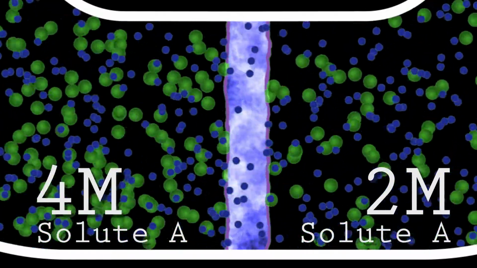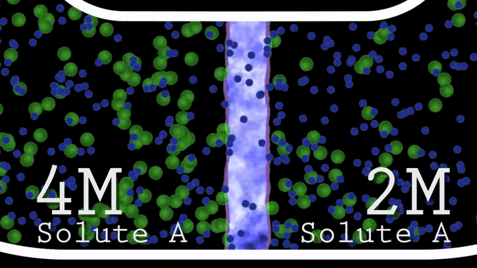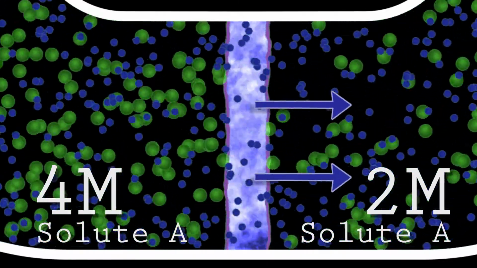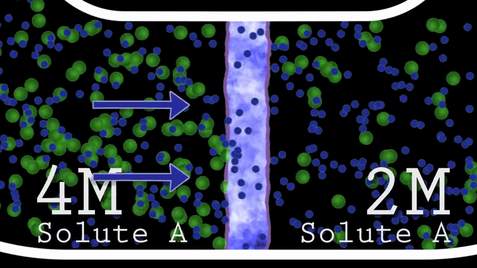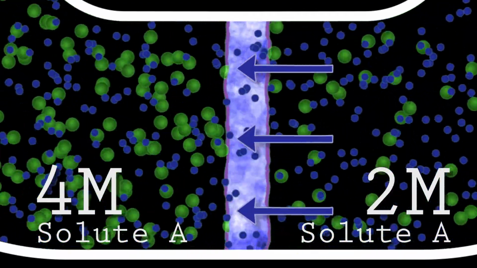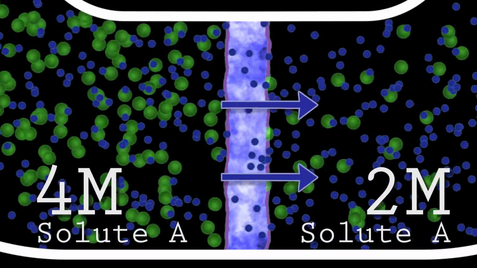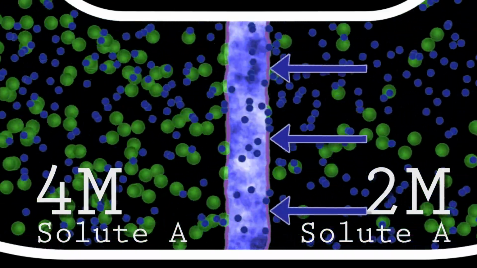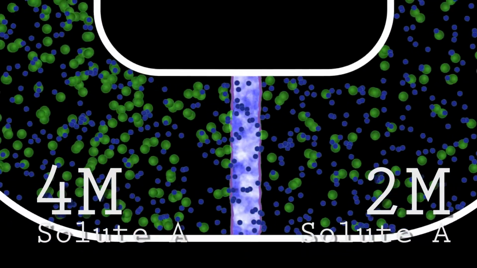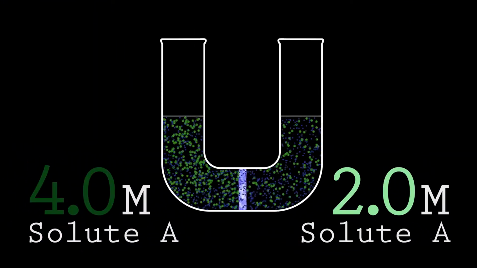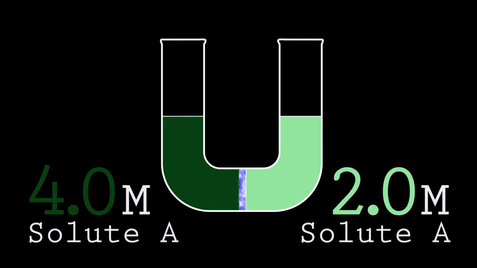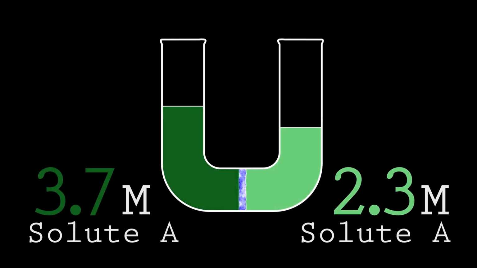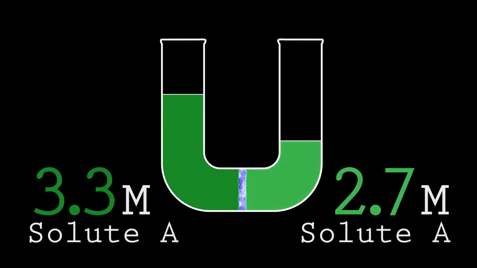It is important to note that the water particles are able to cross the barrier from both sides. As the arrows indicate, however, we will see a greater influx of water from the lower concentration solution to the higher concentration solution. From a macroscopic perspective, this process will continue until the heights and concentrations of both solutions remain constant.